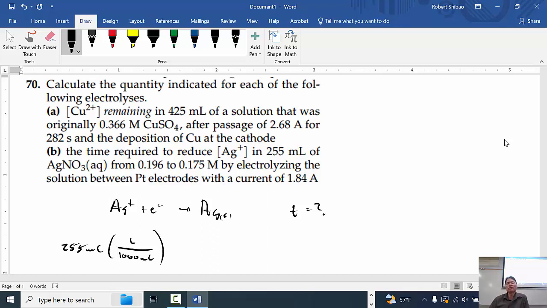Okay, but where do we go from here? So from here, you can see that the concentration dropped. And from that concentration drop, we could figure out how many moles. So we could calculate the moles of silver ion present at 0.196, and then calculate the moles present at 0.175 and subtract the two. That's option 1. Option 2 would be a little bit quicker. We can just calculate the delta moles, delta molarity, delta moles per liter.